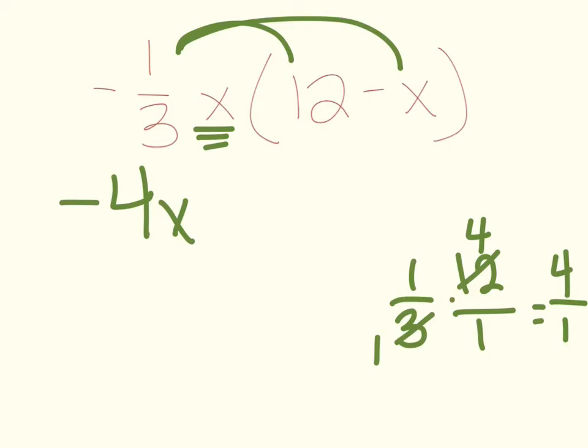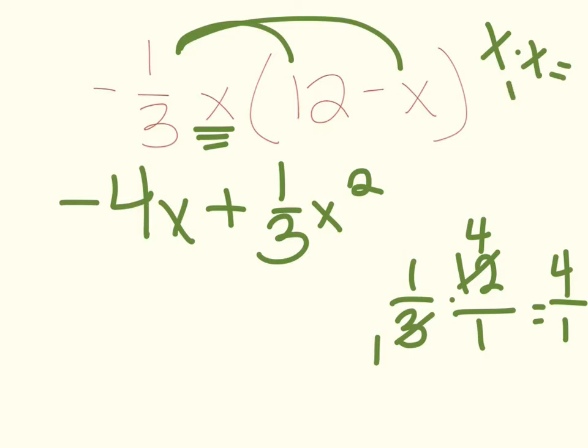Then we're going to do negative 1/3 x times negative x. So the negative and the negative is going to give me a positive 1/3 x squared. That's because we have x times x, which gives us x squared. So watch that when you multiply the two x's together.